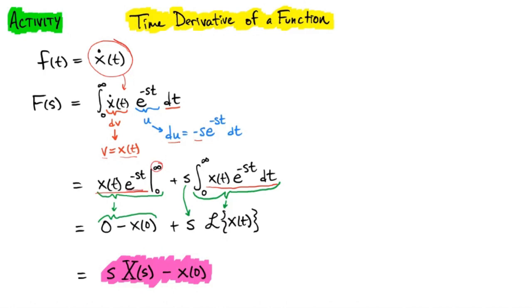And in this case, when we evaluate this first term at infinity, we get 0 because of the exponential. But when we evaluate it at 0, the exponential e to the minus s times 0 is just 1, and we're left with x evaluated at t equal to 0. And that brings in this term of minus x of 0. So that is the initial condition of the little function x of t.